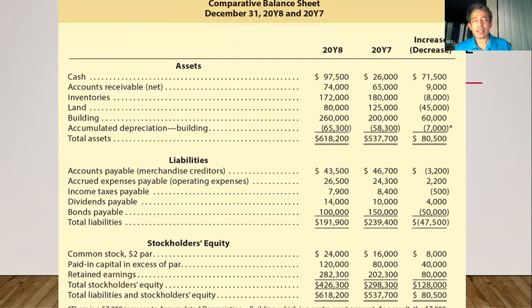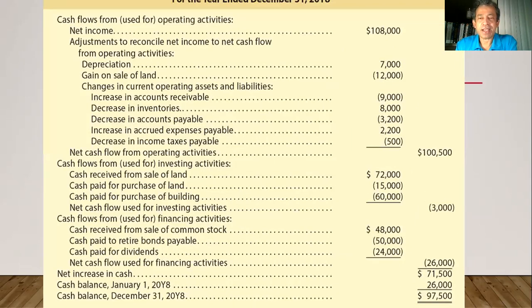You can see here, the cash last year was 26, this year it is 97.5. So the net increase in cash was $71,500, and that is the sum total, the grand total of all three activities, also $71,500. All right, so you add the beginning balance, you find the ending balance. You see what I mean?